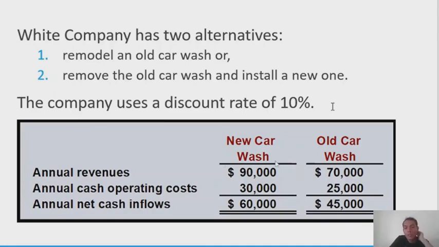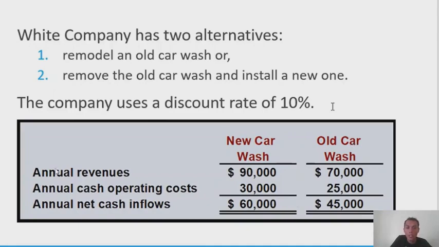Okay, so dito magkaiba sila ng annual revenues or other word for that is annual sales. When we say annual sales, per year, so they have different sales per year. They also have different cash operating costs per year. When you say annual, that's per year. Then if you deduct the annual cash operating cost per year from the annual revenues, they have an annual net cash inflow of 60,000 per year for new car wash, and for the old car wash we have 45,000 net cash inflow per year.